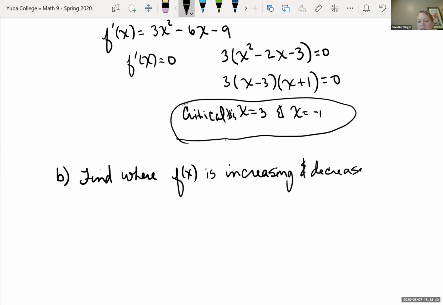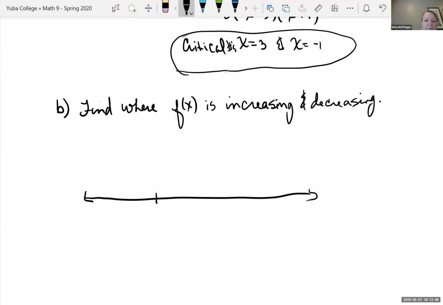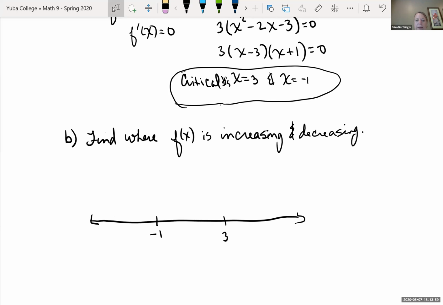So we want to place our critical numbers on the number line, and we want to test intervals on the left and the right of those numbers. And so -1 is our first critical number, smallest to 3. And so we want to plug values into our first derivative and see if it's positive or negative. If we get a positive number, that's telling us our slope is positive, and so the function is increasing there. Really, we don't care what value we get, we just care if that number is positive or negative.